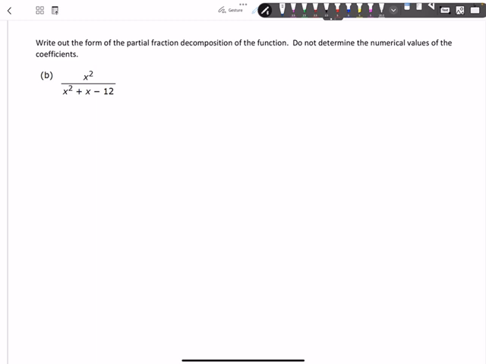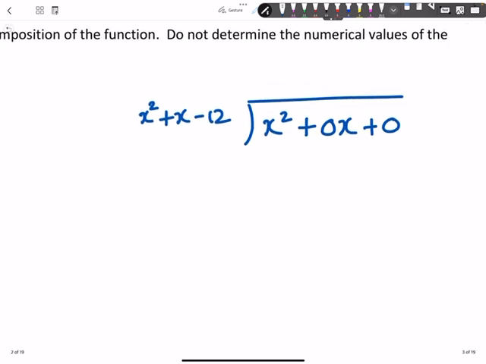So my divisor here is x squared plus x minus 12, and we are dividing x squared. I'm going to put in those missing terms, plus 0x plus 0. All right, so here we go with long division. The question that I ask myself is, what do I need to multiply x squared by to get x squared? Answer is 1. 1 times x squared is x squared. 1 times x is just 1x. 1 times negative 12 is minus 12.